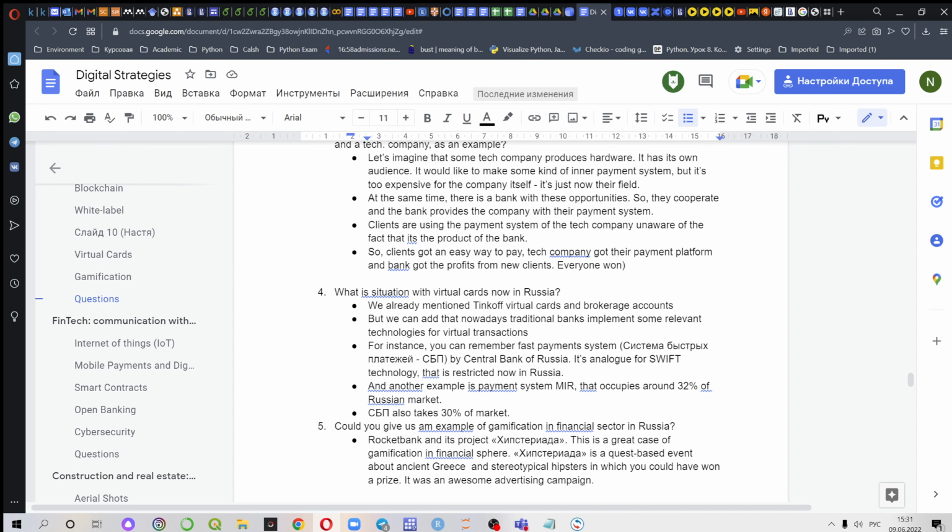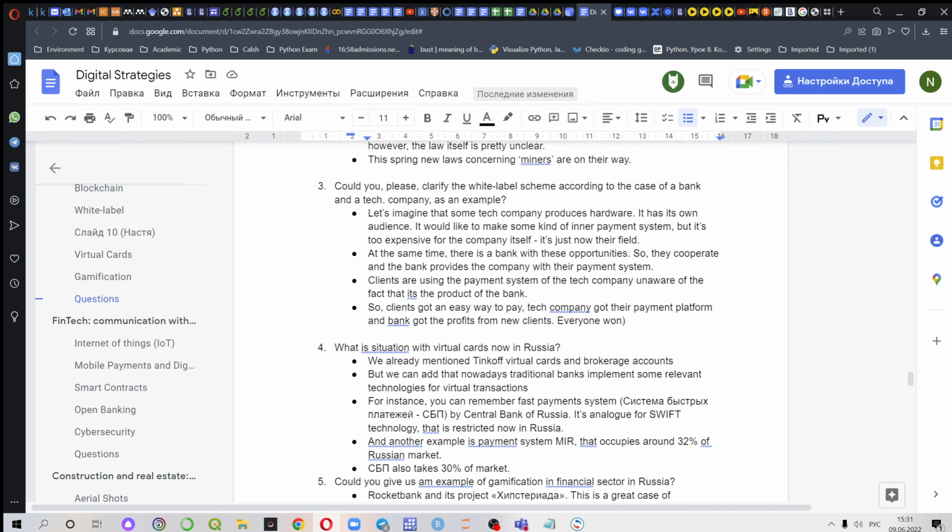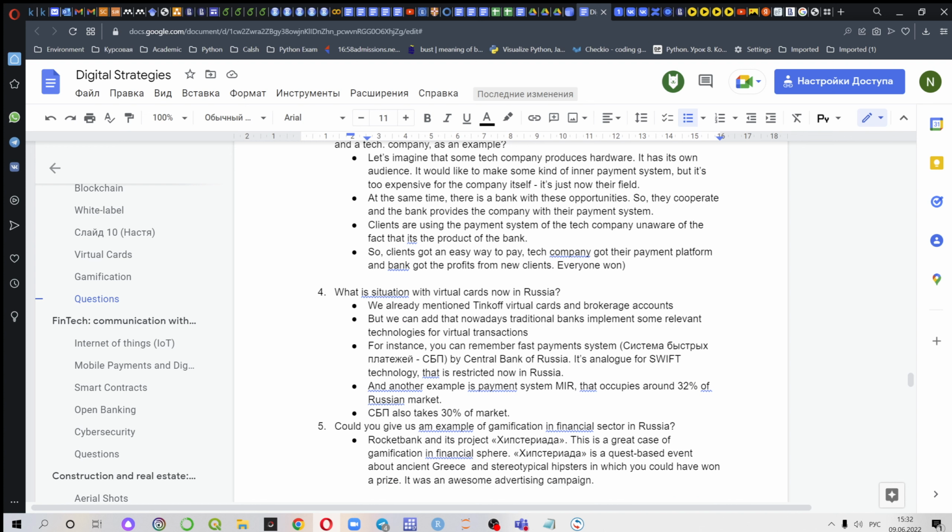Okay, let's imagine that some tech company produces hardware. It has its own audience, so it would like to make some kind of in-app payments system, but it's too expensive for the company itself. It's just not their field. At the same time, there is a bank with these opportunities. So they cooperate, and the bank provides the company with their payment system. Clients are using the payment system of the tech company, unaware of the fact that it's the product of the bank. So clients got an easy way to pay, the tech company got their paying platform, and the bank got the profits from new clients. Everyone won.